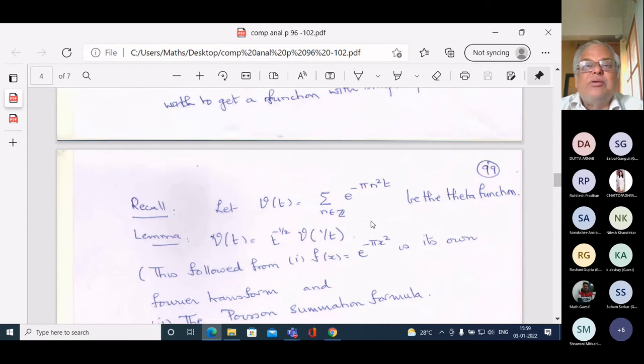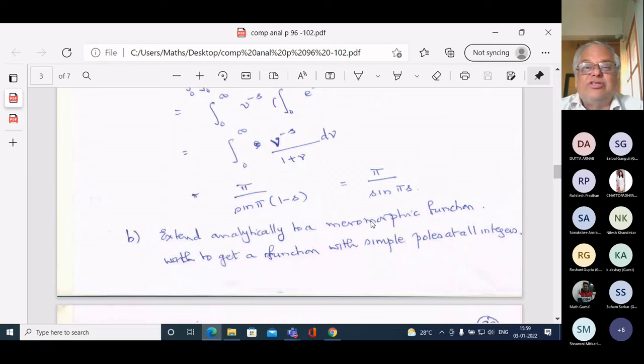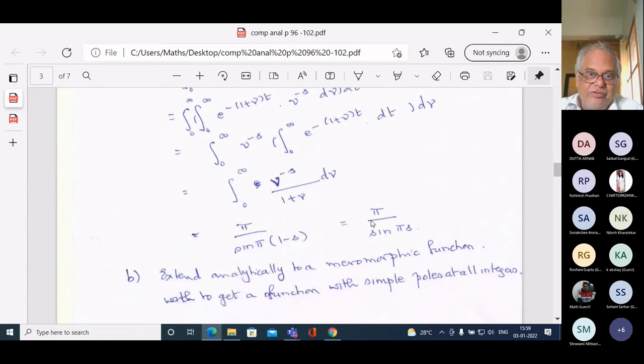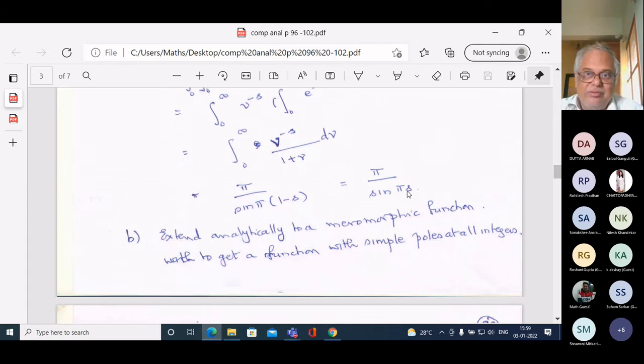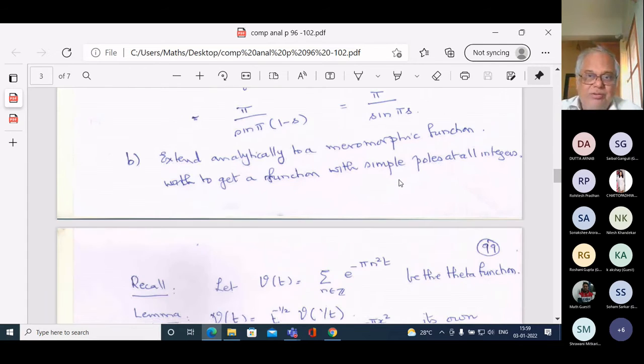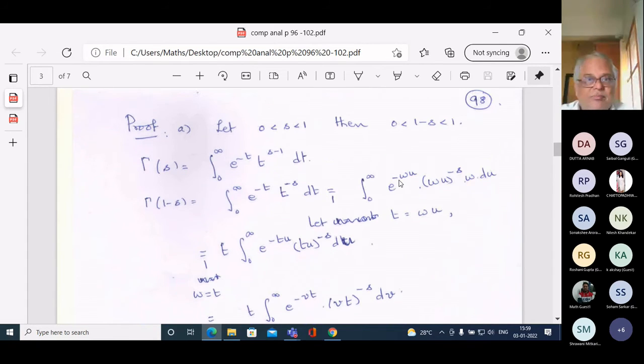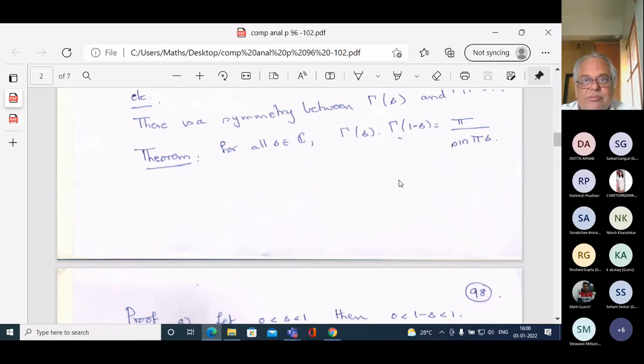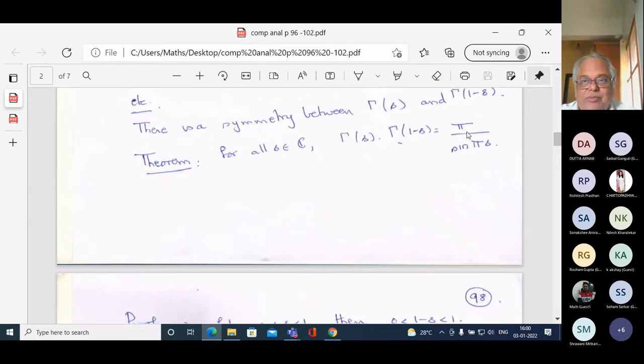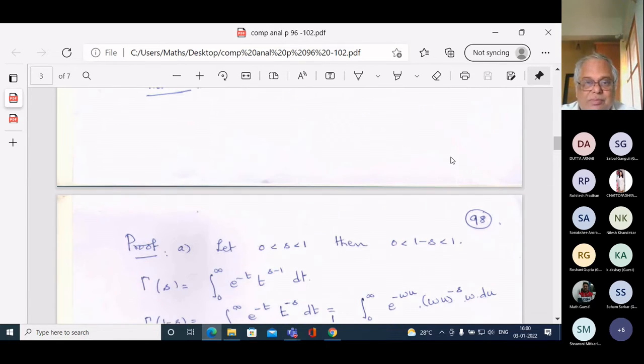Okay, so this was for the gamma function. And you are beginning to realize that gamma functions are important because they arise in very natural contexts. So gamma s into gamma 1 minus s is pi over sine pi s. This is what we have proved.